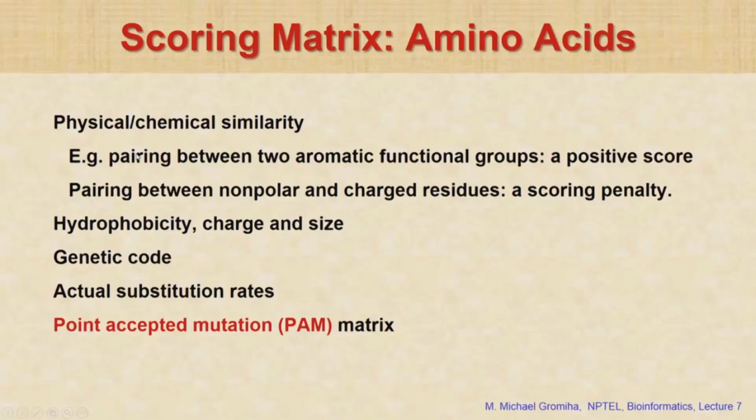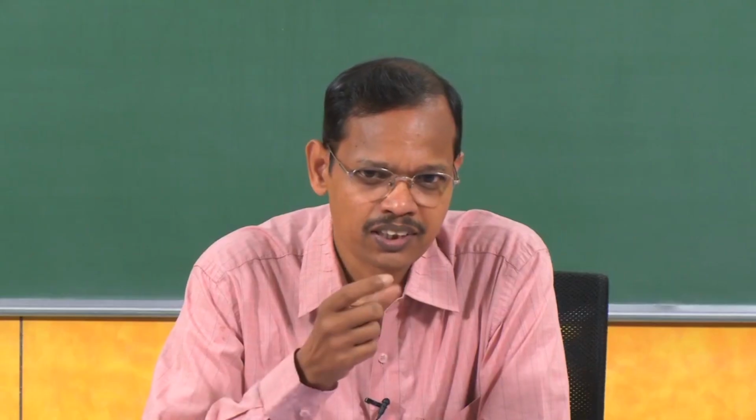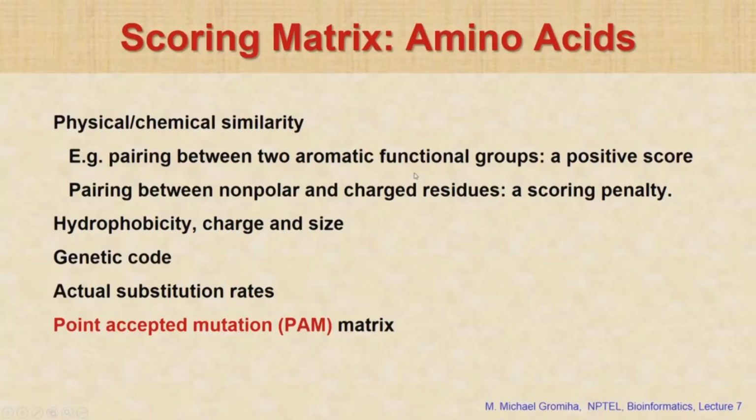When you look into proteins, there are various ways to align the sequences and give weightage to the amino acids. One is the physical chemical properties, right. For example, if two residues are charged, like aspartic acid and glutamic acid, they are similar, right. We give a positive score for this, compared with aspartic acid being replaced by valine or any other hydrophobic residue. So, this is the pairing of similar functional groups, either aromatic groups or non-polar and charged groups and so on. Either you give the score or you give the penalty.